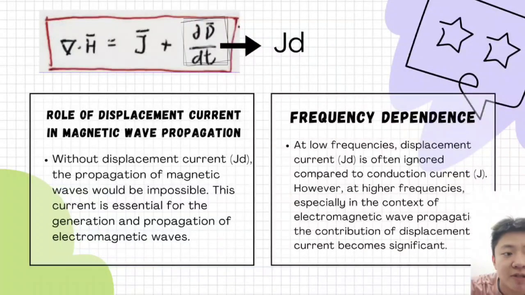So what is the role of displacement current density in magnetic wave propagation? Actually, without displacement current JD, the propagation of magnetic waves would be impossible. This current is essential for the generation and propagation of electromagnetic waves. As for its frequency dependency, at low frequencies, displacement current is often ignored compared to conduction current. However, at higher frequencies, especially in the context of electromagnetic wave propagation, the contribution of displacement current becomes significant.